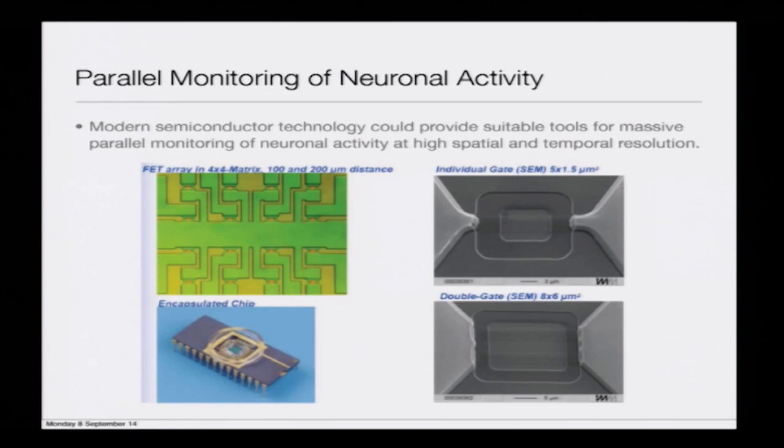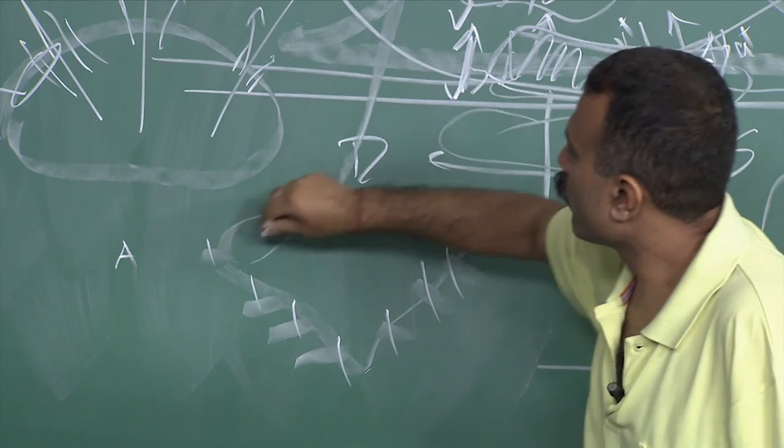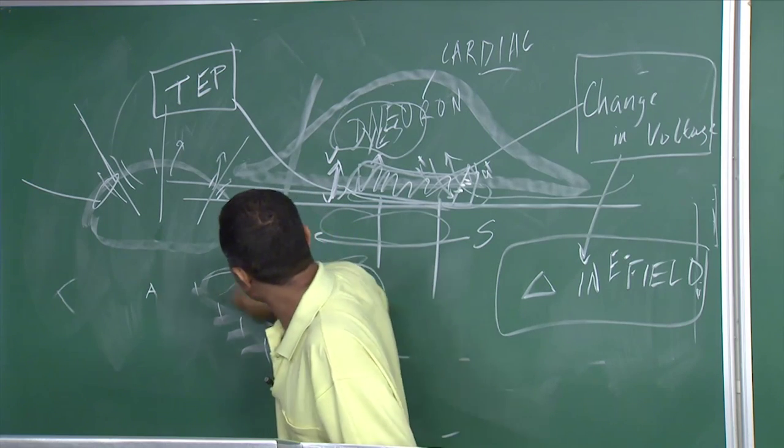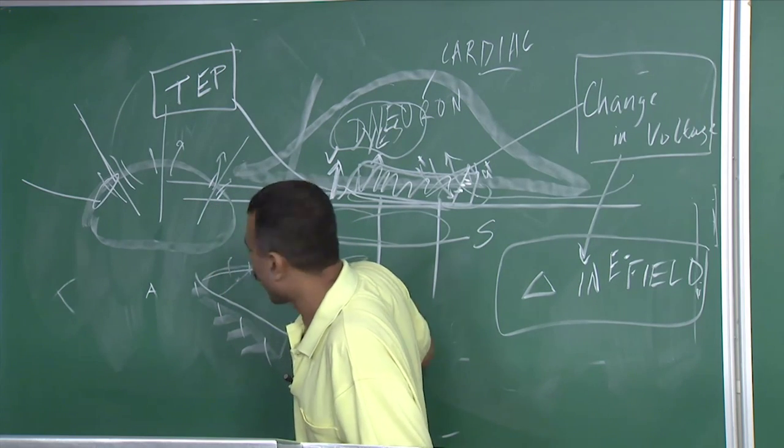And this is the in depth detail of the different gates. You see those gates in the top left figure in the green and yellow. You see the gates with the orange, and the yellows give you where the source and the drains are, and this is the individual gate. So, this is where we are. The modern semiconductor technology could provide a suitable tool for massive parallel monitoring of neuronal activity at high spatial and temporal resolution. Why high temporal and spatial resolution? Because you could get recordings both spatially as well as temporally.